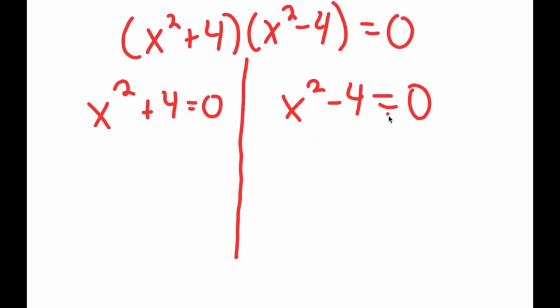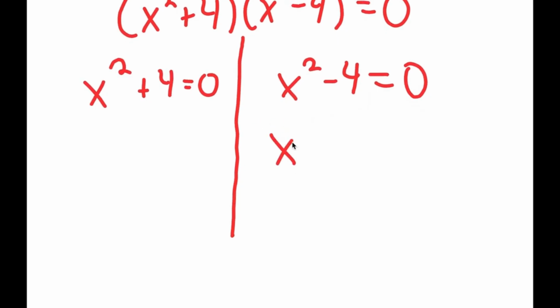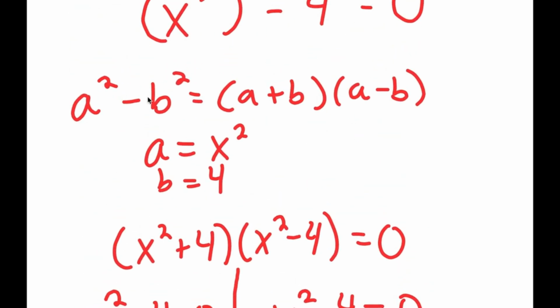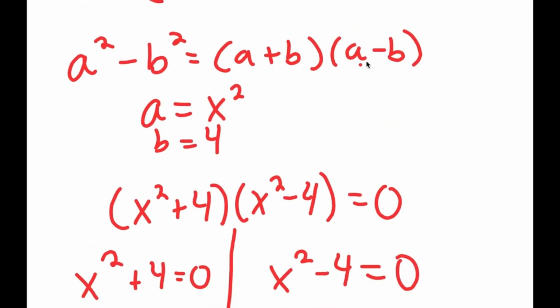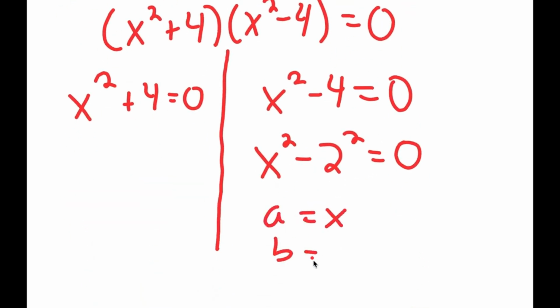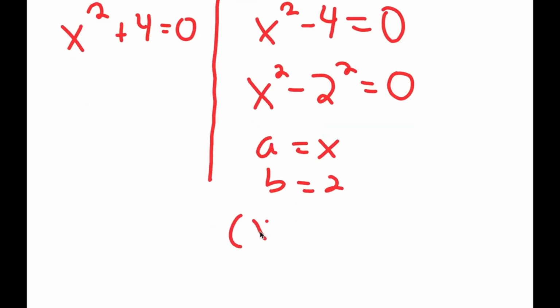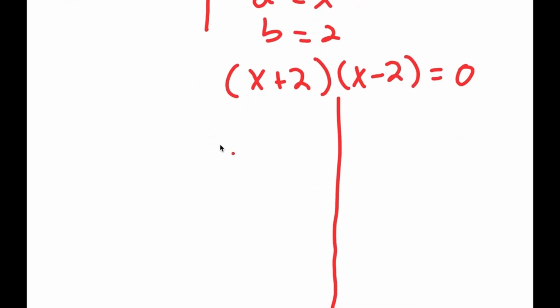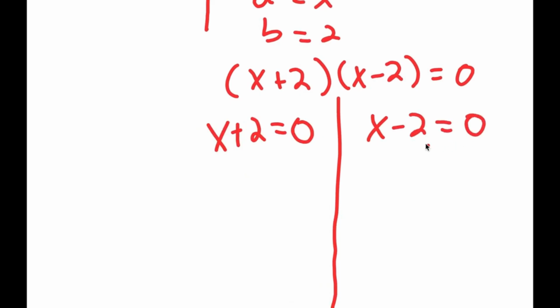So x squared minus 4, that's the same thing as x squared minus 2 squared is equal to 0. And again, I can use this property, a squared minus b squared is equal to a plus b times a minus b. So in this case, a is x and b is 2. So I get x plus 2 times x minus 2 is equal to 0. And I get yet again another two equations. I get x plus 2 is equal to 0, and I get x minus 2 is equal to 0.